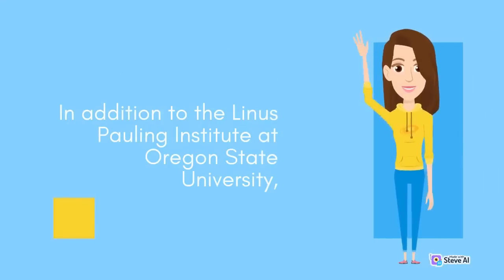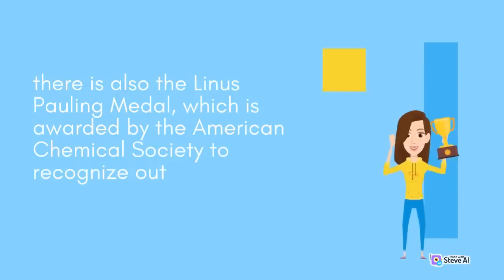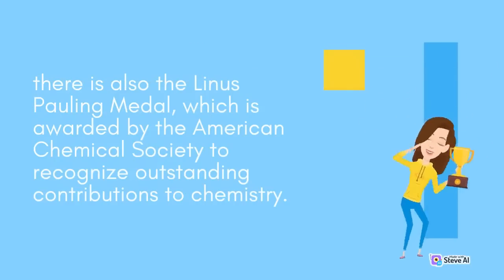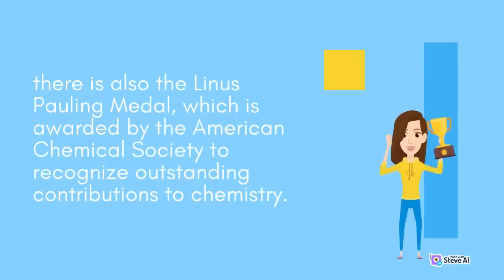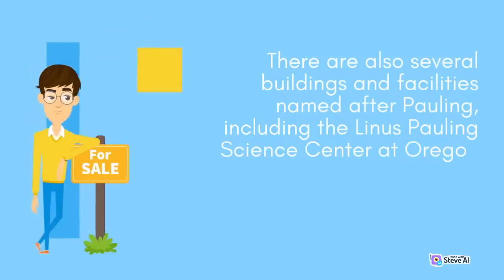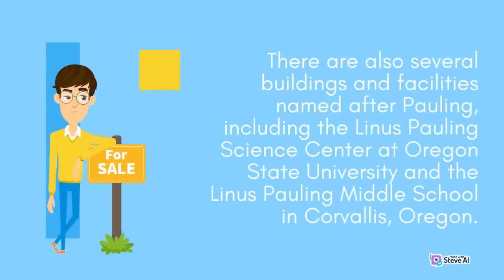In addition to the Linus Pauling Institute at Oregon State University, there is also the Linus Pauling Medal, which is awarded by the American Chemical Society to recognize outstanding contributions to chemistry. There are also several buildings and facilities named after Pauling, including the Linus Pauling Science Center at Oregon State University and the Linus Pauling Middle School in Corvallis, Oregon.